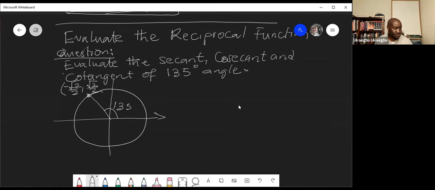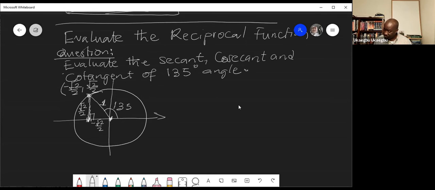All right. So now what do we do with this number? If you drop down your altitude to create 90 degrees here, you will discover that the x-axis, from here to here, is negative square root of 2/2. And the y-axis, which you see here, is positive square root of 2/2. It's a unit circle, so the hypotenuse is 1.